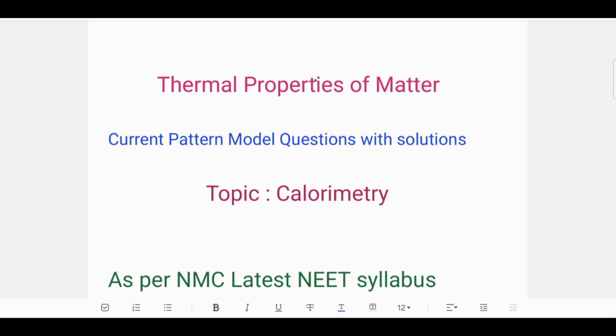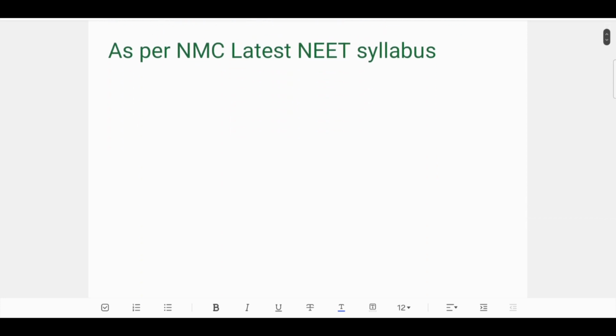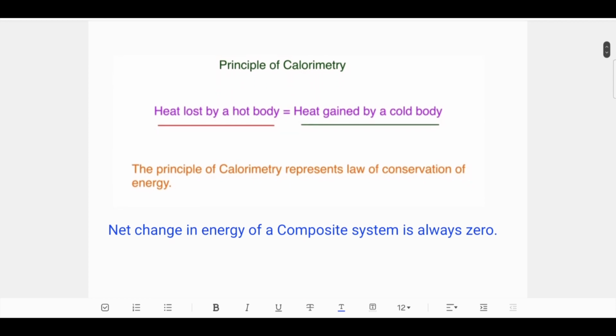Hello, my dear students. In this video, I am going to discuss current pattern model questions from the topic calorimetry. Now, the basic principle of calorimetry everyone knows. Heat lost by a hot body will be equal to heat gained by a cold body. Principle of calorimetry actually represents the law of conservation of energy.